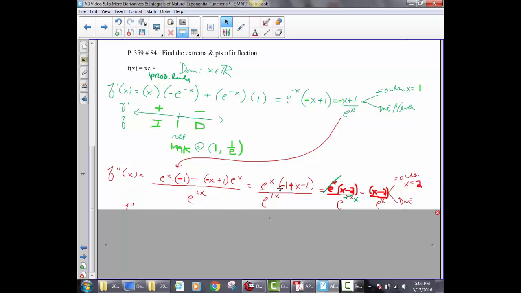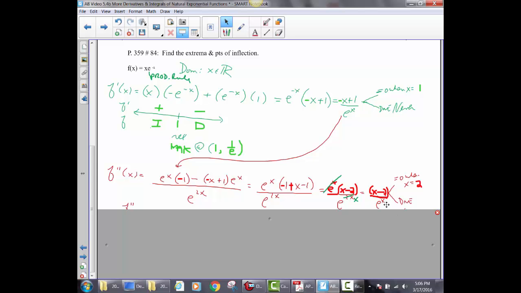So I'll factor out the e to the x. That'll give me x minus 2 inside here. And the e to the x will reduce with the e to the 2x, right? Think of it as x minus 2x, which is negative x. Therefore, it's 1 over e to the x. Okay, so here's my second derivative.